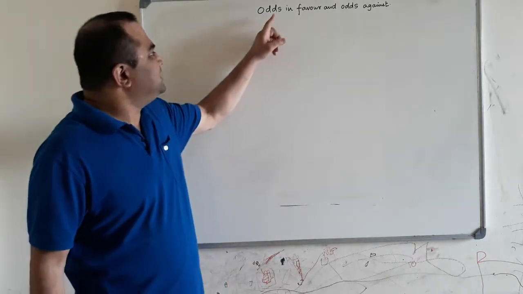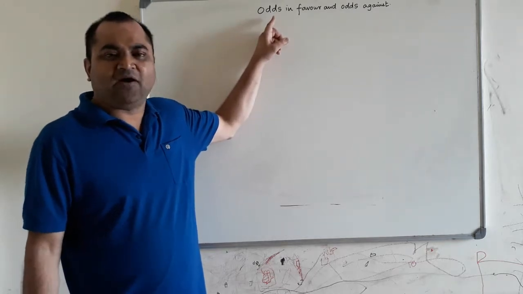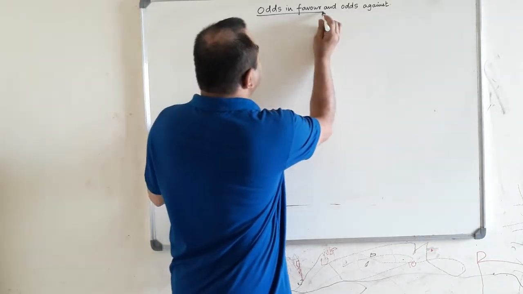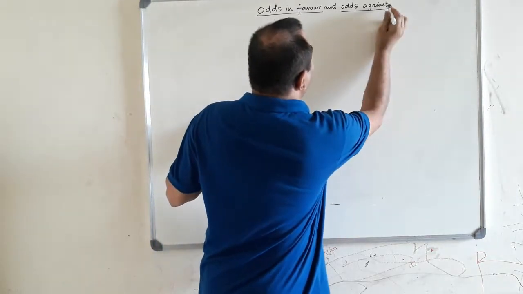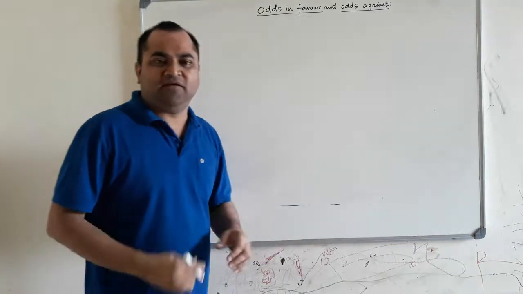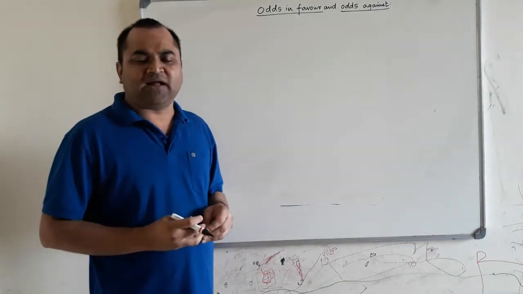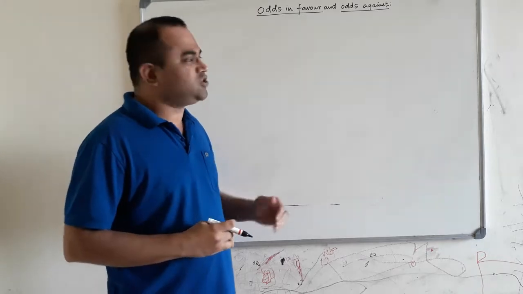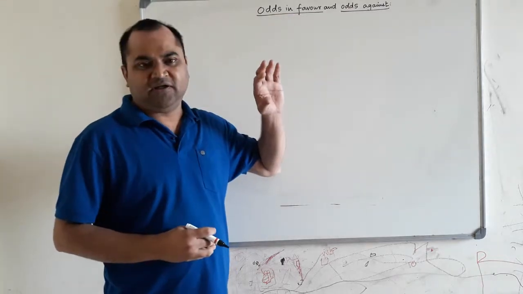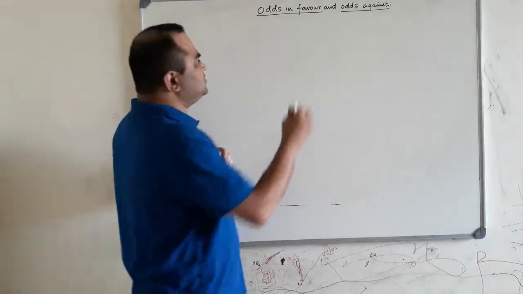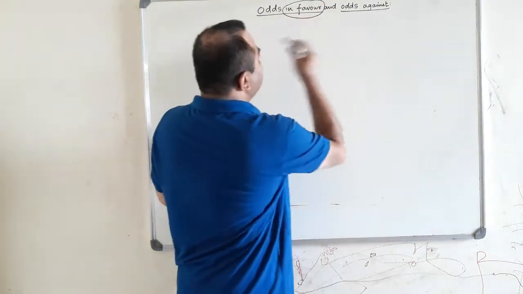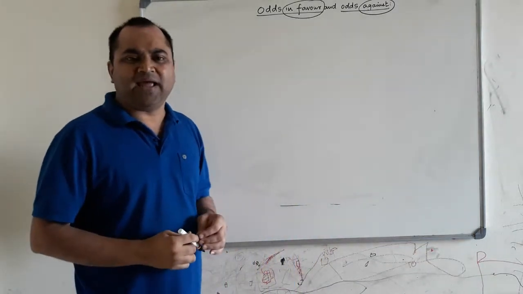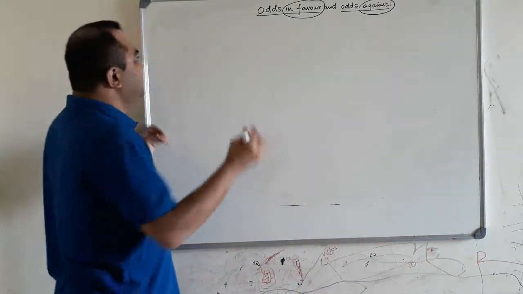Today's video is about an important concept in probability, and it is odds in favor of an event and odds against an event. Probability of the occurrence of an event can be alternately expressed also in terms of odds. There are two kinds of odds. One is odds in favor and the other is odds against. Let me make it more clear by taking an example.